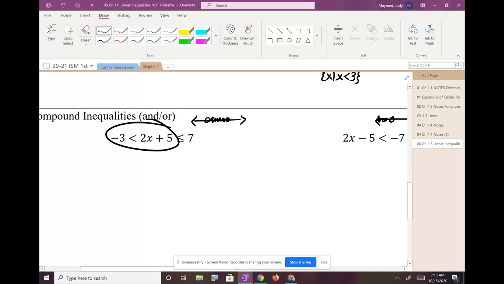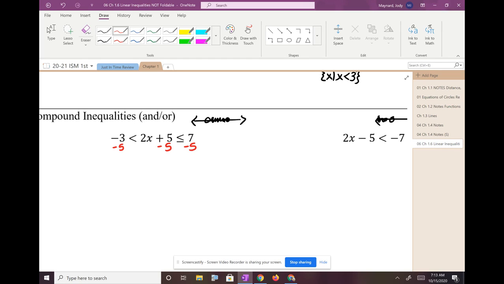So really you have this inequality that says negative 3 is less than 2x plus 5. And you have this inequality that says 2x plus 5 is less than or equal to 7. So really we're solving two inequalities at one time. So if I were trying to get x by itself, what would I do? Well, I would subtract 5 from both sides here. But really there are three sides of this inequality, so we're going to subtract 5 on all three sides.